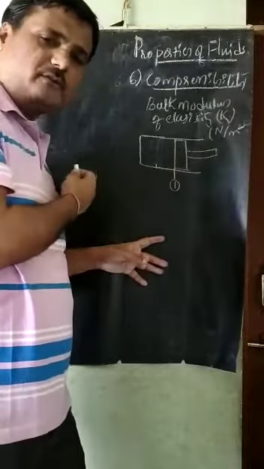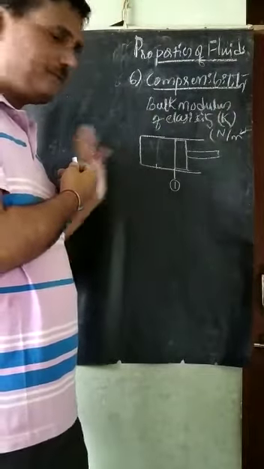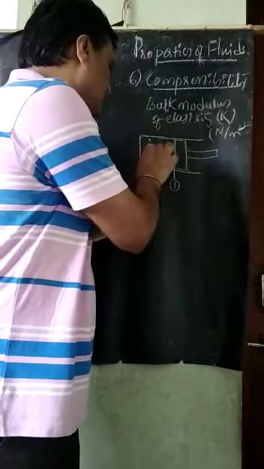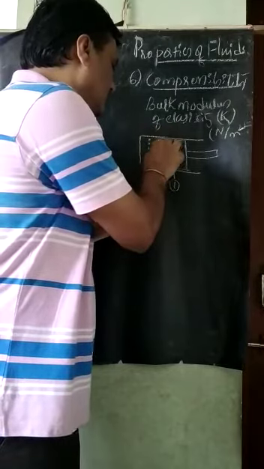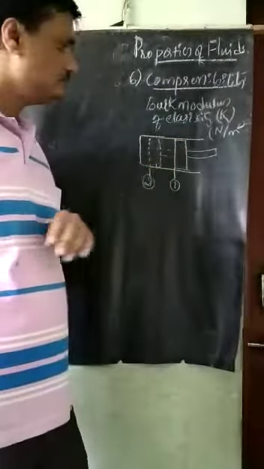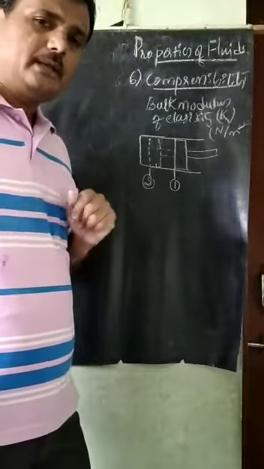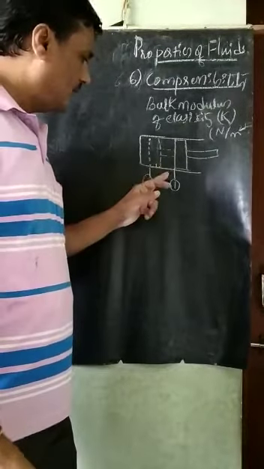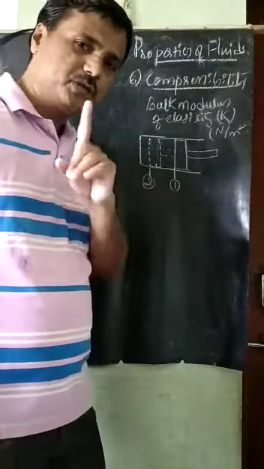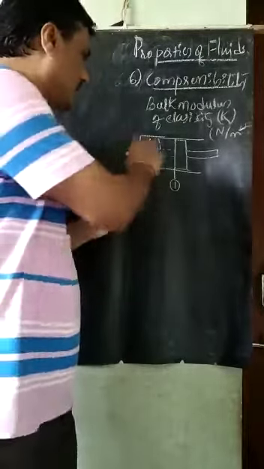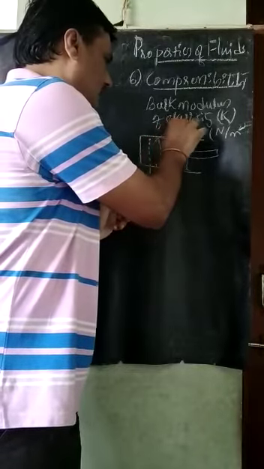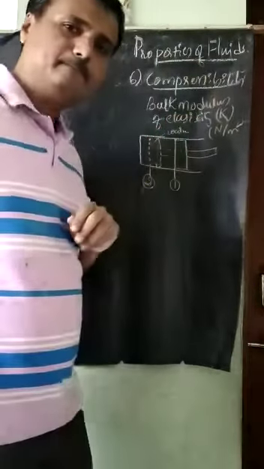If I move this piston towards the left side, the next position of the piston, if I take it here, is the second position. So when this is the initial position, the piston is at initial position 1. Inside this cylinder I will take water.